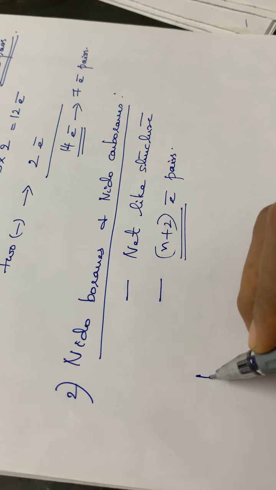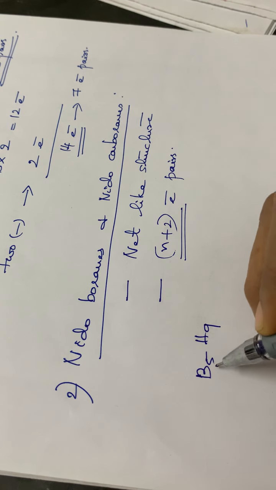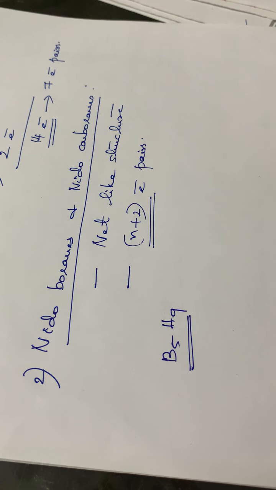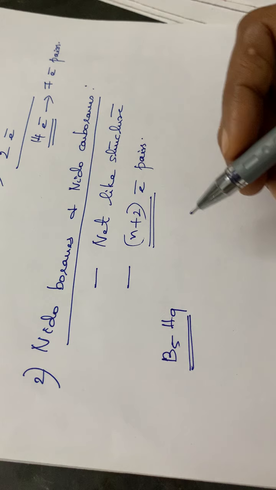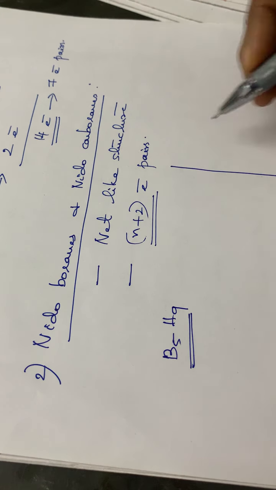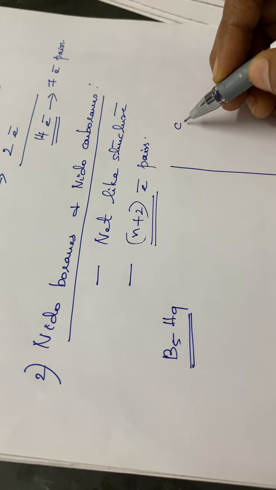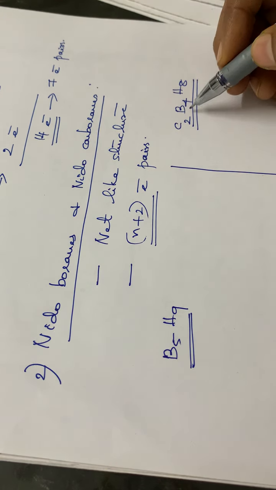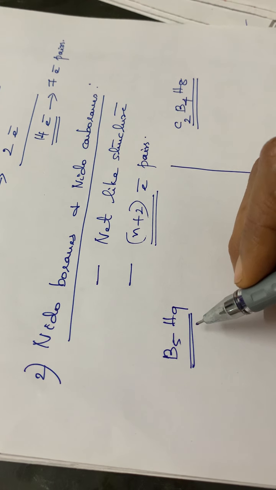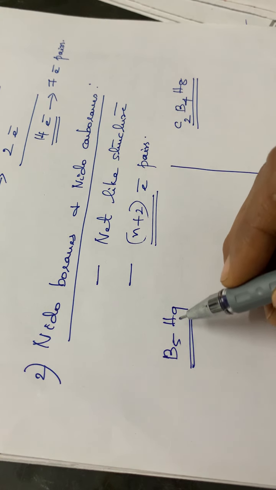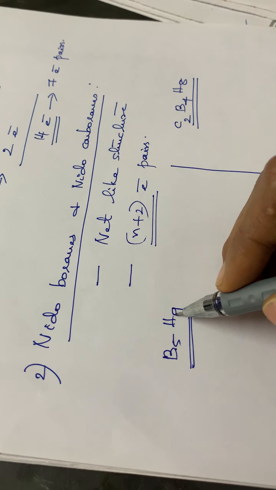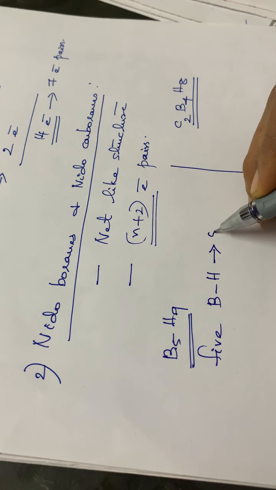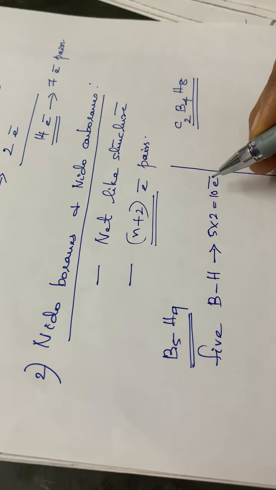Then the next one, nidoborane, that is B5H9, that is BnHn plus 4, isn't it? So B5H9 means how many electrons? On one side I am writing the nidoborane, and on the other side I am writing the nidocarborane, that is C2B4H8. This is a nidocarborane. First of all you have to calculate this nidoborane. How many BH units are there? B5H5, so 5 BH units are there. 5 BH units means 5 into 2, that is equal to 10 electrons.